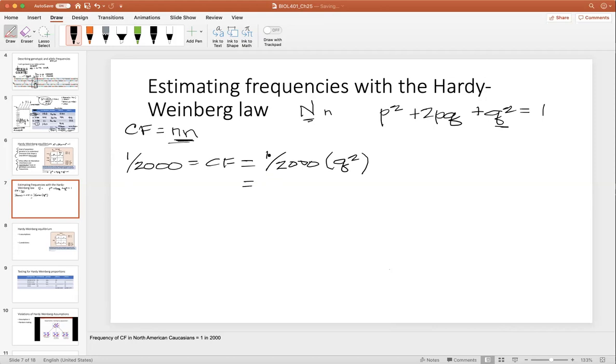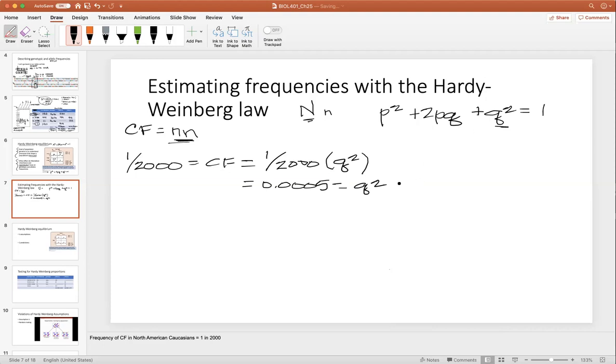Well, if we divide 1 by 2,000, we get this number. You can double check my math, make sure I'm not lying to you. So Q squared is 0.0005. Huh. Well, now I have enough information to know everything else I want to know about this population. Well, what do you mean?